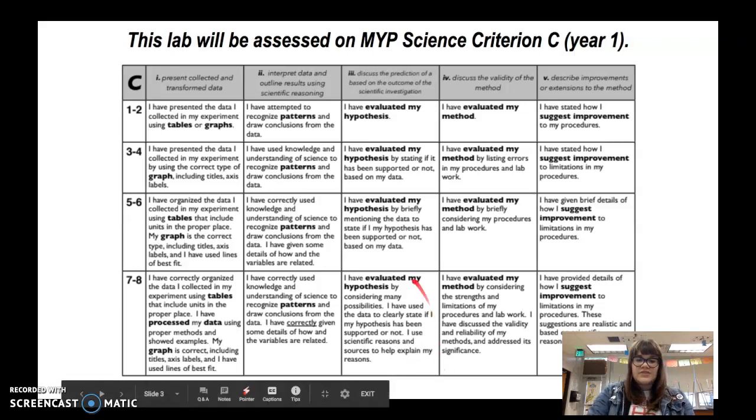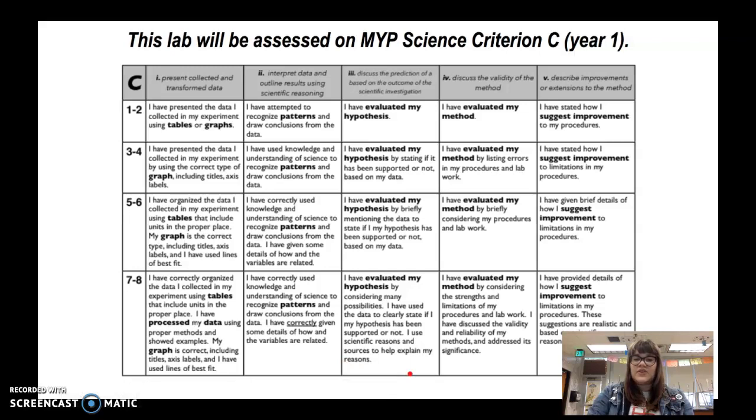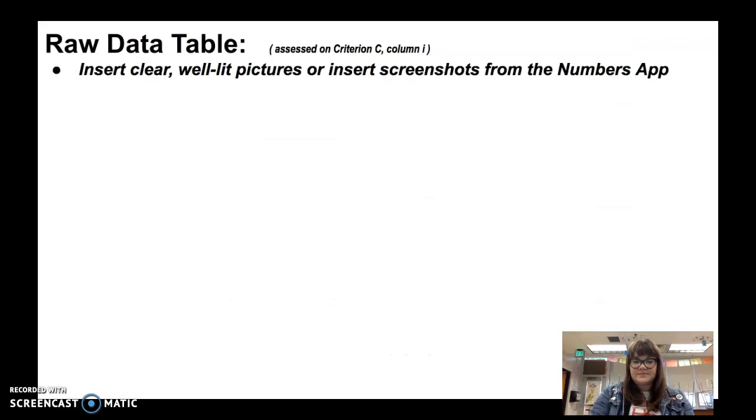And we are hoping to get everybody to the 7-8 level where it says, I have evaluated my hypothesis by considering many possibilities. I have used the data to clearly state if my hypothesis has been supported or not. And I use scientific reasons and sources to help explain my reasoning.